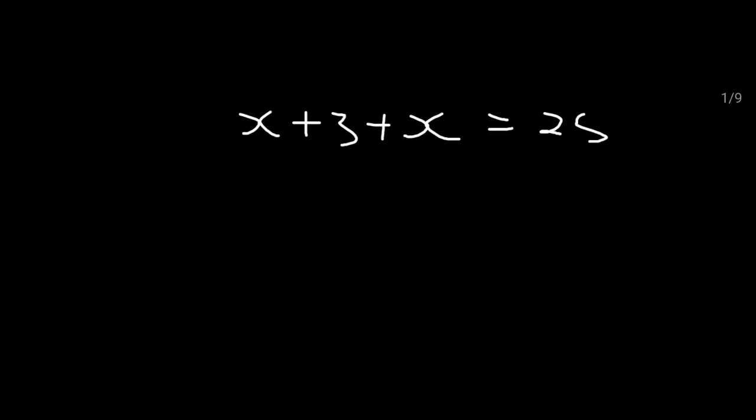Here we have x plus 3 plus x equal to 25. So we know that to solve for x, our main aim is to make that x the subject of the formula. And we are used to being given 1 x. In this situation, you can see we have two x's. So someone may ask, how do I make x the subject of the formula?